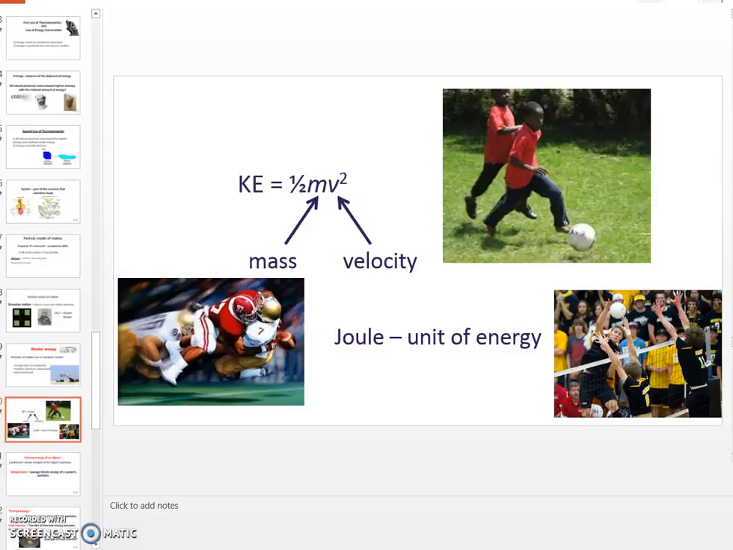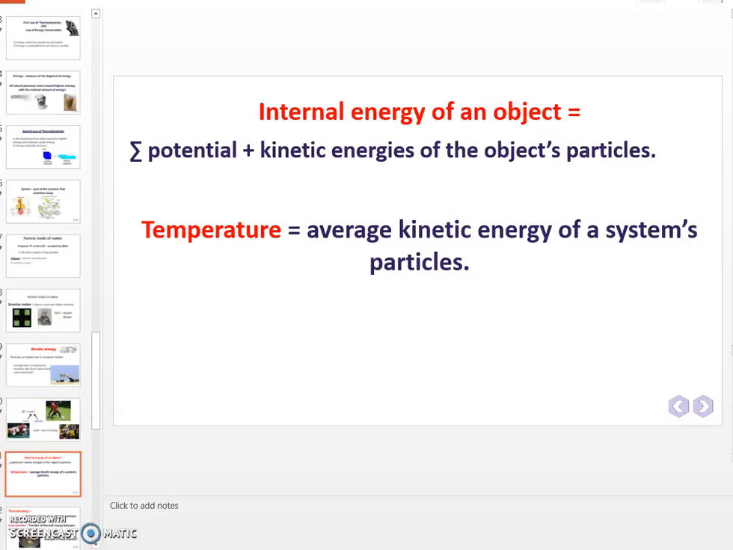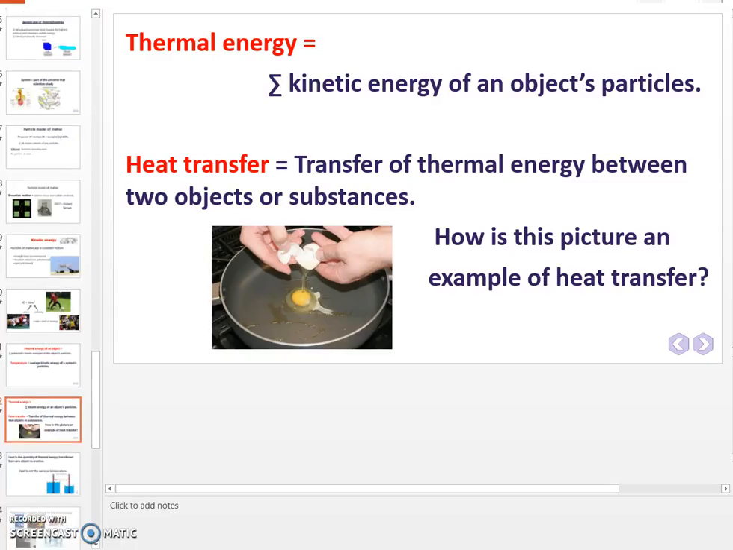So the joule is the unit of energy. That's basically it. Don't worry about the formula. But the joule is the unit of energy. So when we look at the internal energy of the object, it is the summation, that's that M that's turned on its side, of all the potential and kinetic energy of the object's particles. But for us, typically, we look at temperature, the average kinetic energy of a system's particles. Again, if we take the body temperature of somebody and use all the methods for taking the temperature, we're going to find we have different numbers. And that's true. Thermal energy, we talk about the kinetic energy of an object's particles.